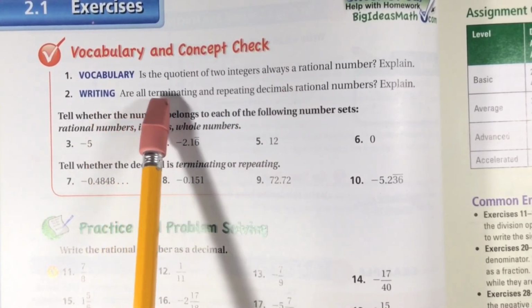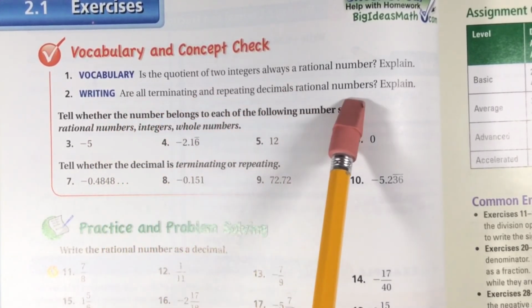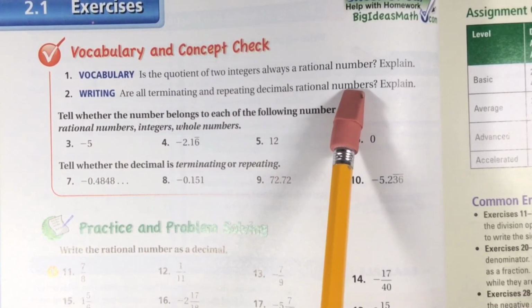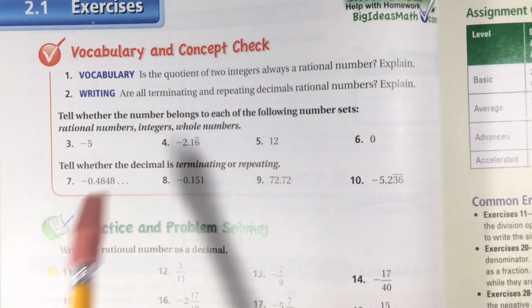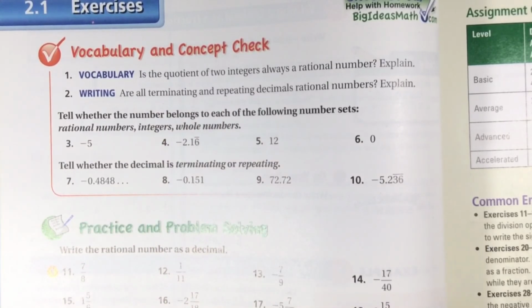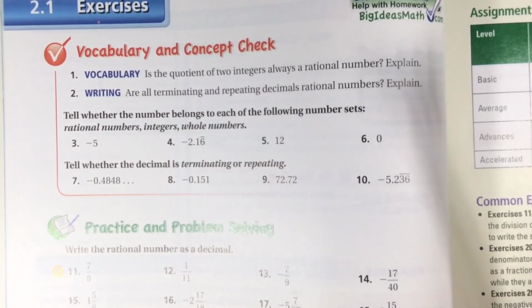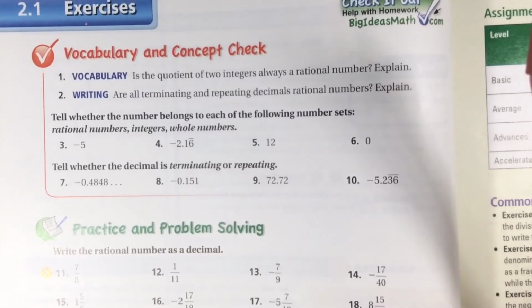Writing. Are all terminating and repeating decimals rational numbers? Yes. If you can write it as a terminating decimal or a repeating decimal, then we can write them as fractions, which are ratios, and that makes them rational.